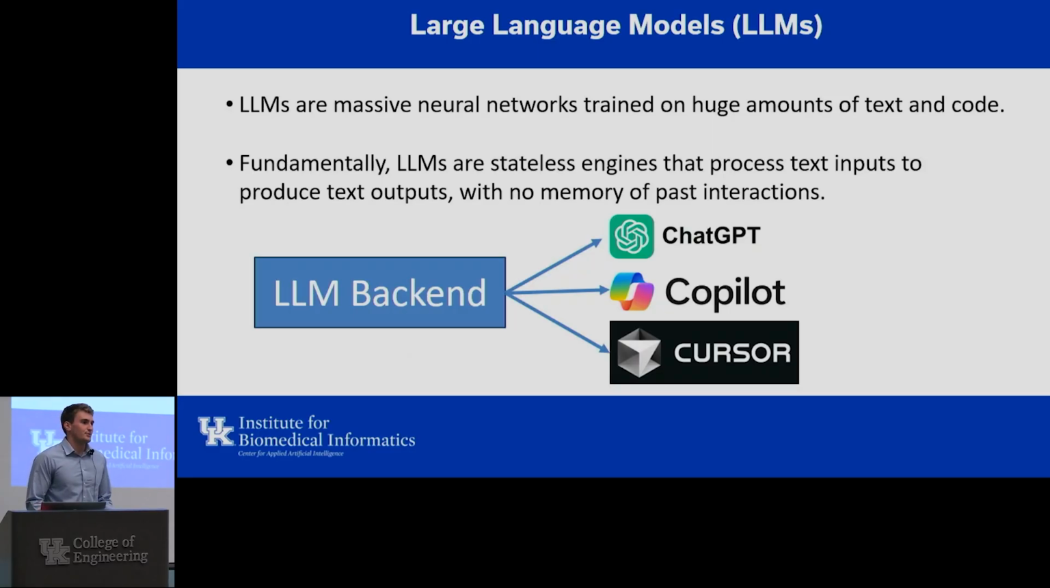So I'm sure everyone's familiar with them at this point, but LLMs are massive neural networks that are trained on massive data sets of text. And through that process, they develop general reasoning and intelligent features.